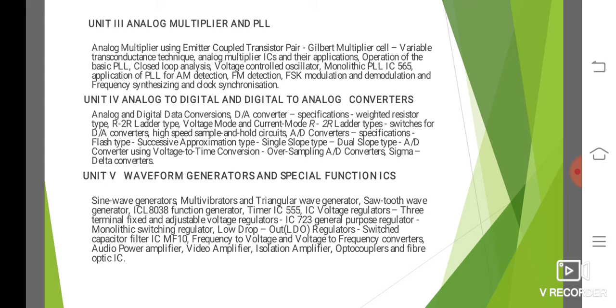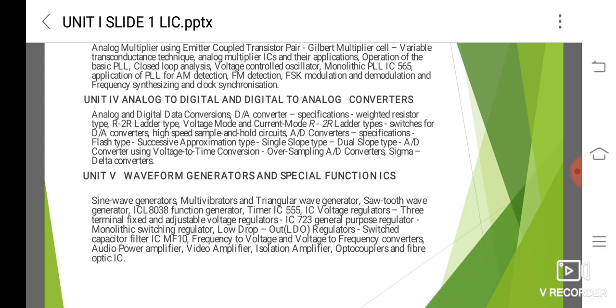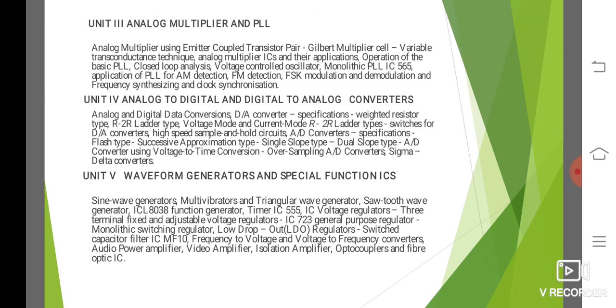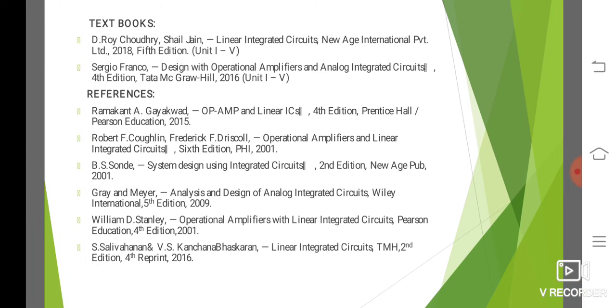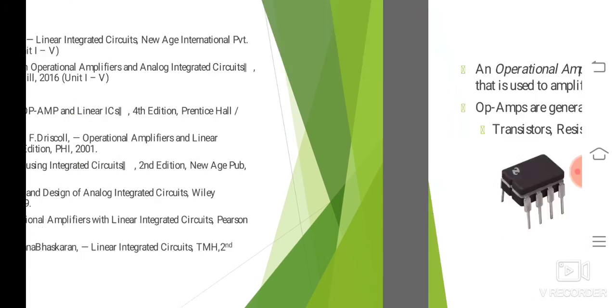In the fourth unit we are going to study the types of A to D converters and D to A converters, and in the fifth unit we are going to study waveform generators and some of the special function ICs. And these are the textbooks and reference books.